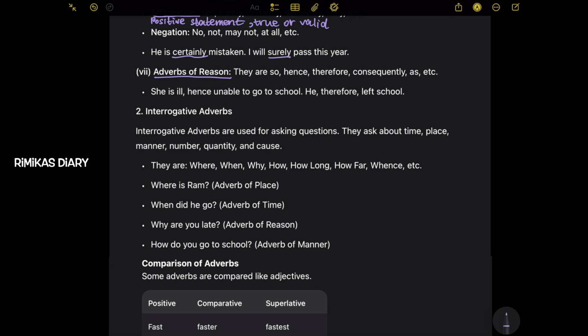Next, adverbs of reason. They are so, hence, therefore, consequently, as, etc. She is ill, hence unable to go to school. He therefore left school.